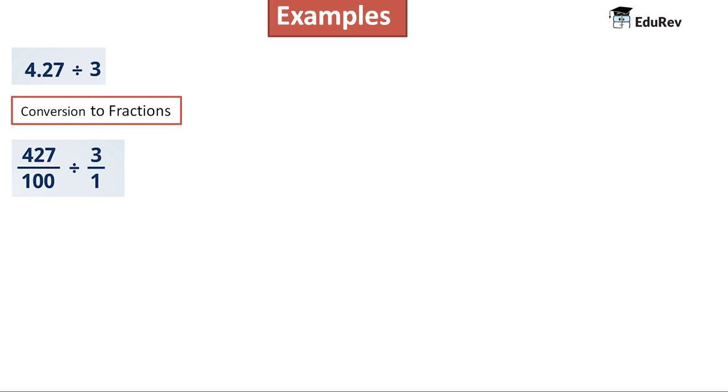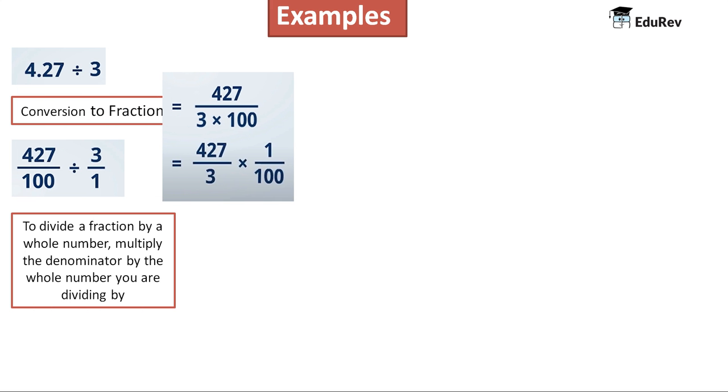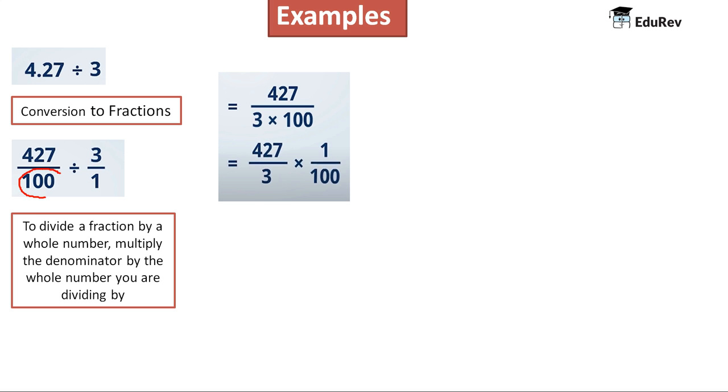What we will do? We will multiply the denominator by this whole number 3. Multiplying the denominator 100 by this whole number 3, we will get 427 by 3 into 100. We can separate this 100 and write it as 1 by 100. Multiplication sign will remain as it is. So 427 by 3 into 1 by 100.